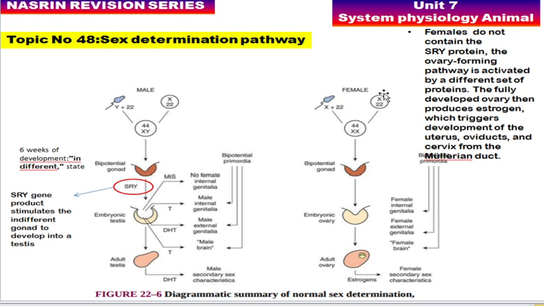Whereas in the female, which doesn't contain the SRY protein, the ovary-forming pathway is activated by a different set of proteins. Here you can see the SRY gene is absent, therefore the embryonic gonad will not produce any hormone, and only the adult ovary will be producing estrogen, which is involved in forming female secondary sex characters.